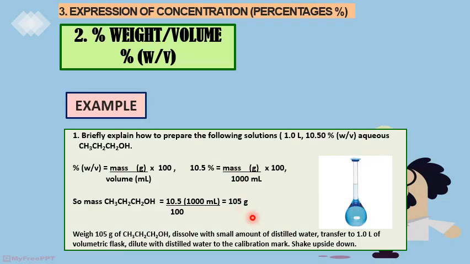So when you want to explain the preparation, you must use sentences. Take 105 grams of propanol, dissolve with a small amount of distilled water, transfer to a 1 liter volumetric flask, dilute with distilled water to the mark, then shake upside down.